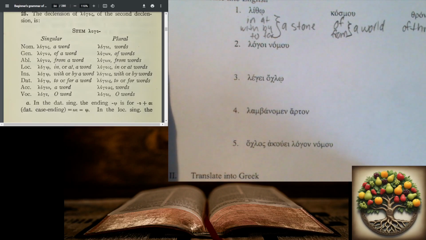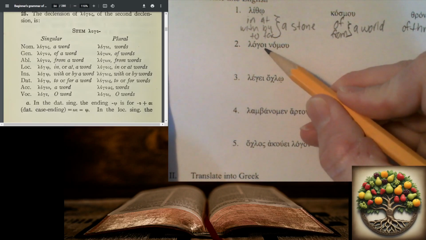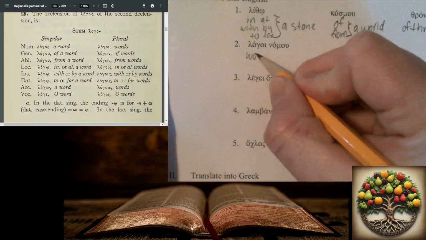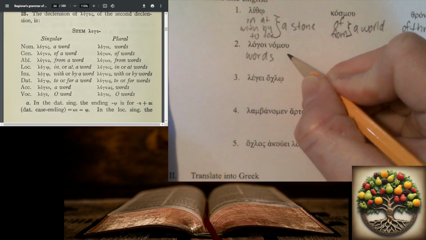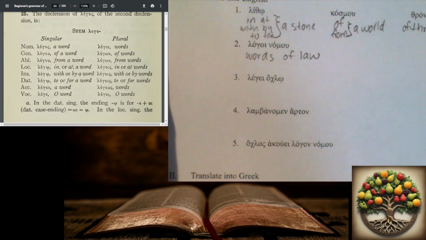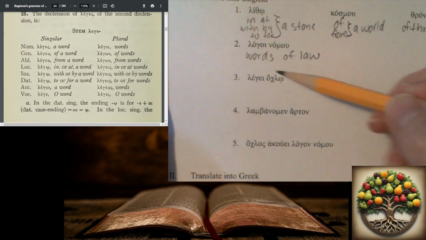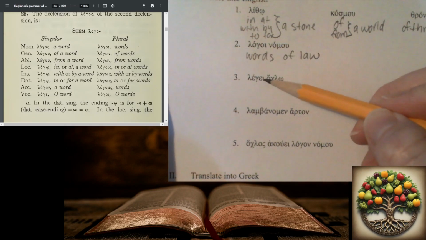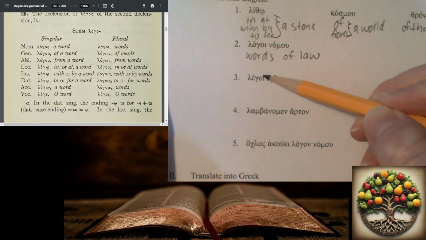Number 2, logoi namu. Here we have a plural, words of law. Number 3, lege oxlo. So we've got a verb here. This is in the third person singular for he, she, or it, and this is the word for speaking. So I would translate this as he is speaking.